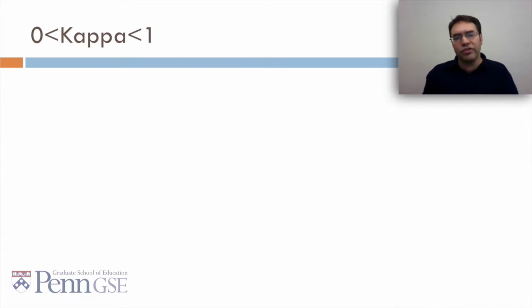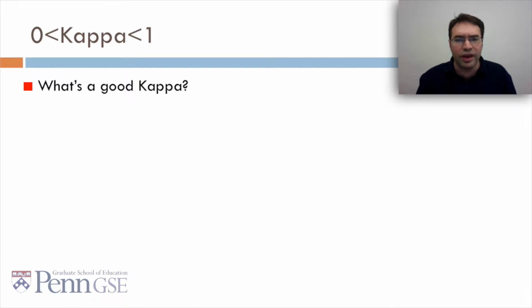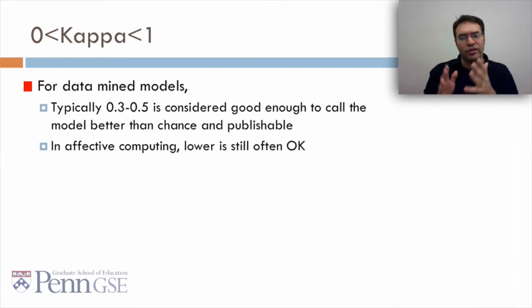What if kappa is between 0 and 1? Well, that's the hard case. What's a good kappa in that range? There's no absolute standard. If you've got a data mining model, typically 0.3 to 0.5 is good enough to call the model better than chance and go ahead and publish it. In affective computing, which is a really hard problem, lower is still often okay. And if you send something to certain conservative ed journals, they're going to want to see a 0.9, which no one's ever seen for anything other than a completely well-defined construct where you defined everything down to the finest detail.